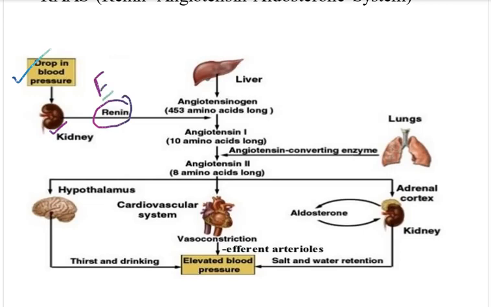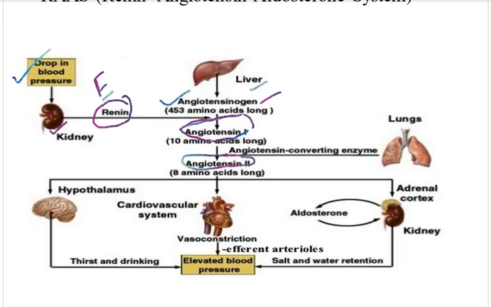What this renin does, from the liver it releases angiotensinogen. Okay, sorry, in the earlier chart I mentioned angiotensinogen is released from the lungs, but actually it is released from the liver. Then this angiotensinogen is activated into angiotensin 1 by renin. So renin is an enzyme which activates angiotensinogen.